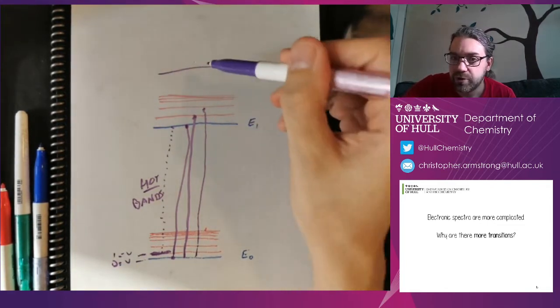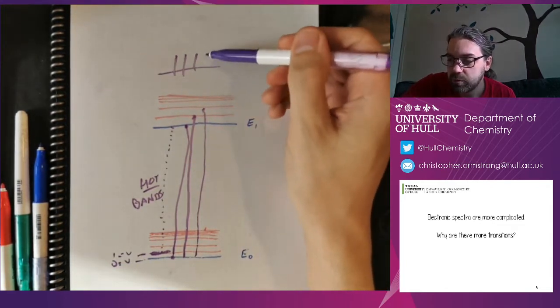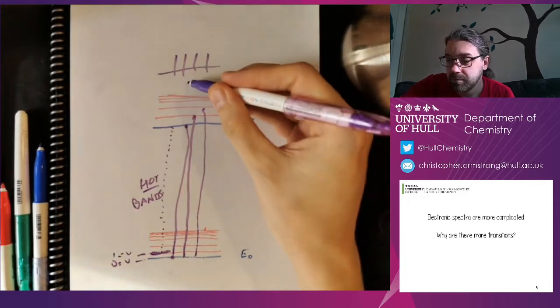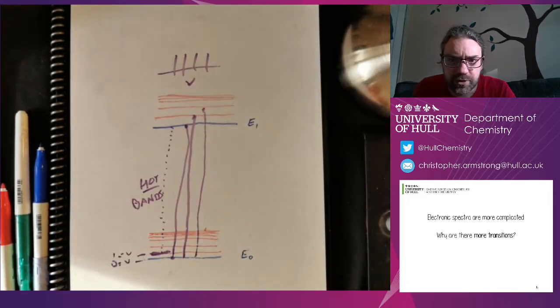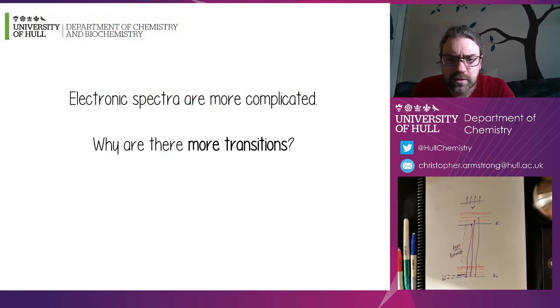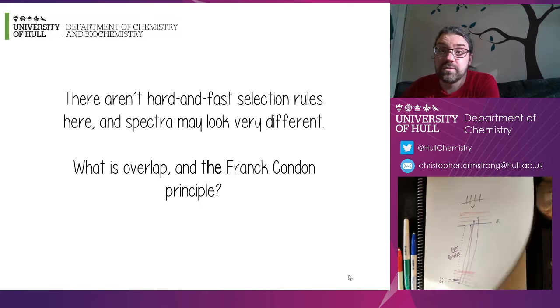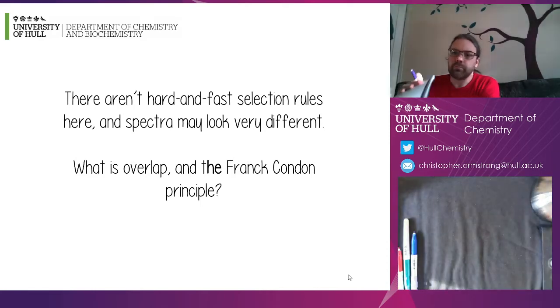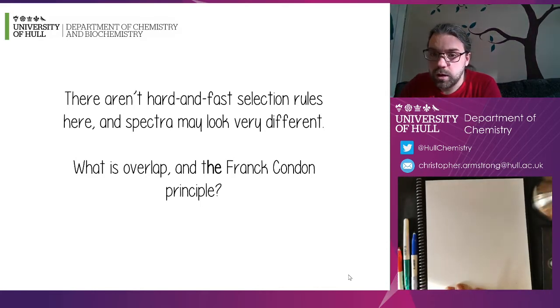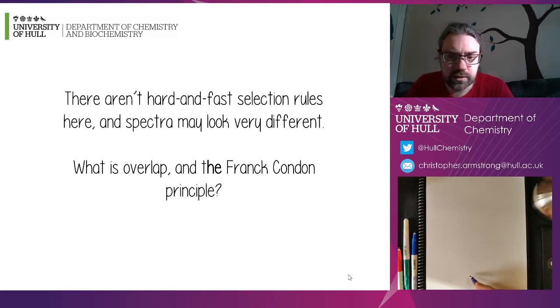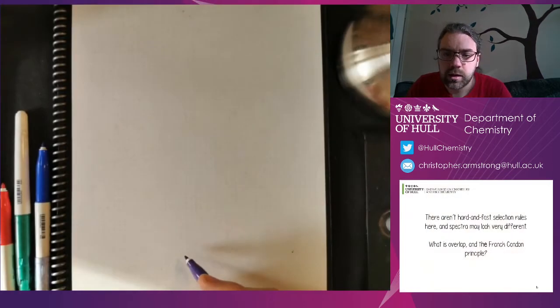So if we were to do it in the gas phase, we would get multiple lines, which is what we see in some things. So let's have a look. There aren't hard and fast selection rules here. So what is the overlap and what's the Franck-Condon principle? For that, I'm going to have to redraw our potential wells again. So let's have a look here.